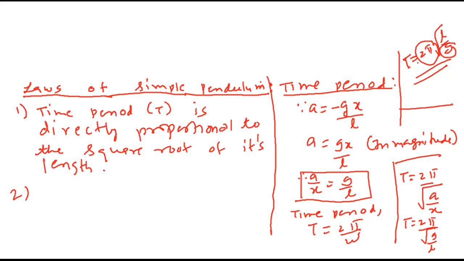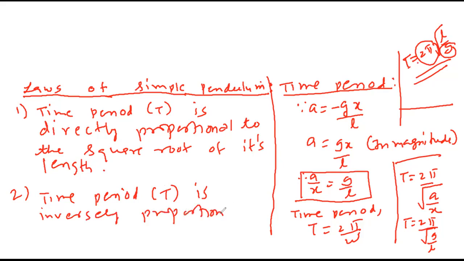Can I say this is inversely proportional to the square root of acceleration due to gravity? Yeah. Time period capital T is inversely proportional to the square root of acceleration due to gravity. Square root of acceleration.